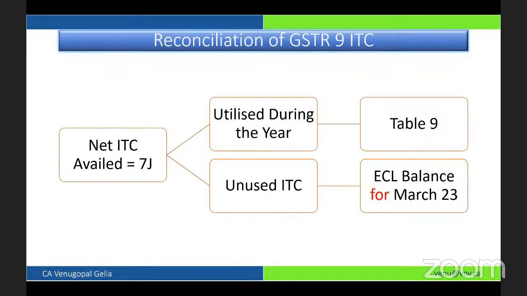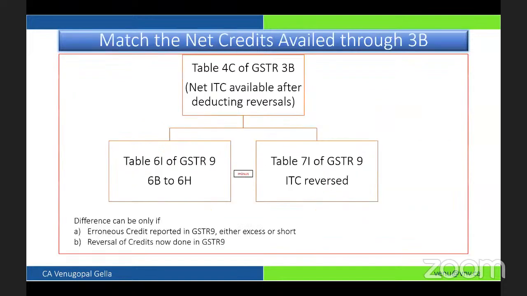The electronic credit ledger balance, which is left to be utilized, will match with my electronic credit ledger closing balance. So you have to make sure the data which you get in your 7J should be the total of this table 9 plus the electronic credit ledger closing balance showing on your GST portal of March 23. Table 4C of GSTR 3B is the net ITC availment.